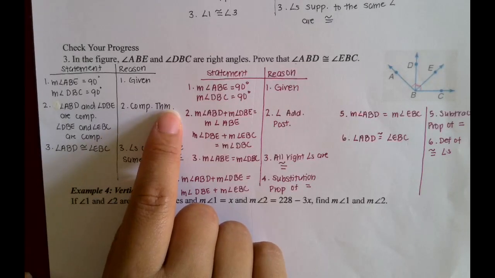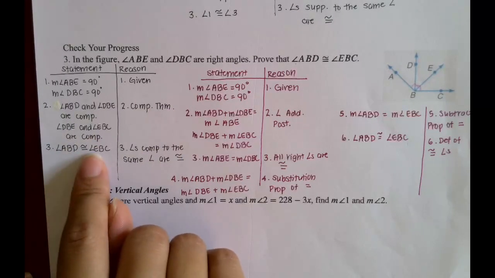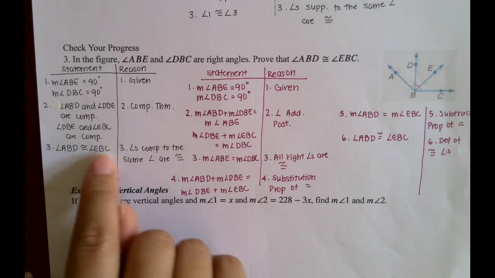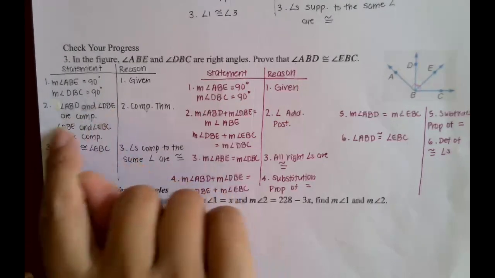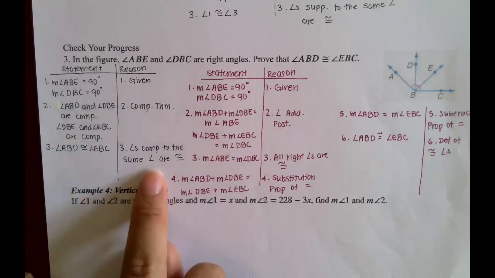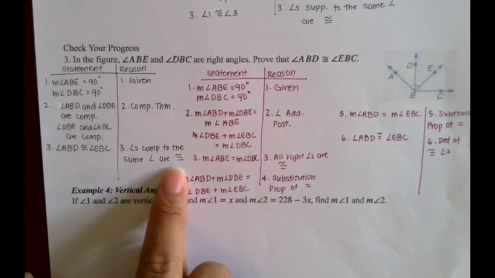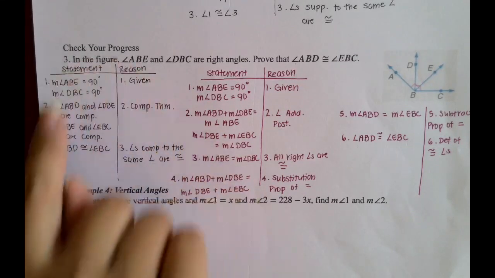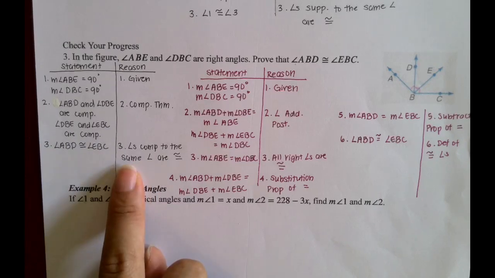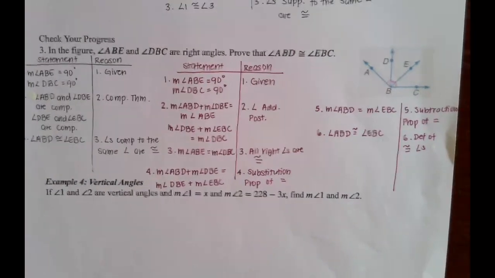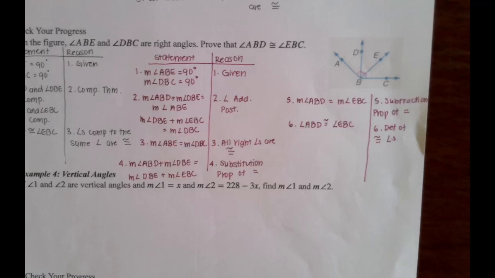Okay? And then they stated that ABD is congruent to EBC because angles that are complementary to the same angle, they're both complementary to angle DBE, then those angles have to be congruent. Right? So that was theirs. Okay? That one requires that you remember the complementary theorem as well as this theorem, versus my way is a little bit more algebraic. Okay?